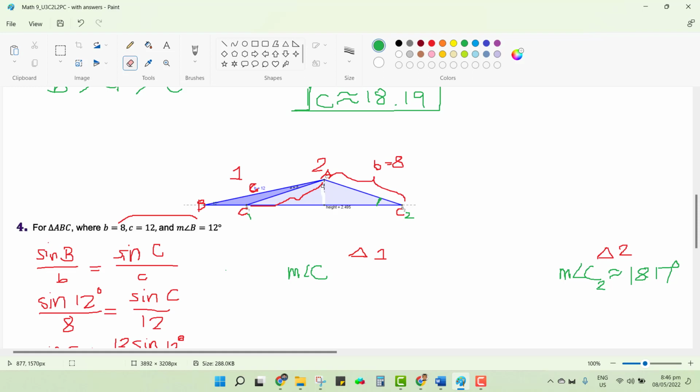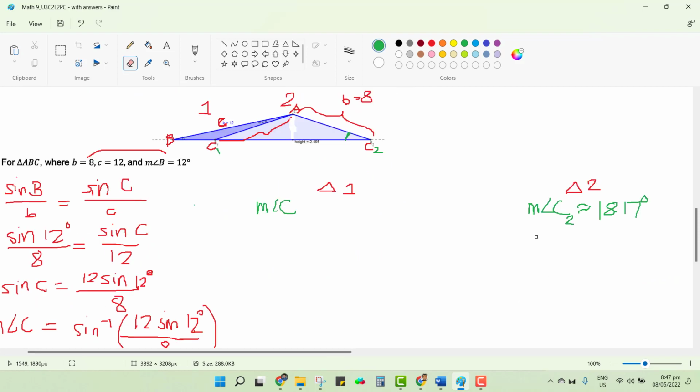Let me remove this so that there will be no confusion. So the two triangles are this largest, not this one. Okay, this is isosceles. The largest and the smallest here. Okay, 18.17.